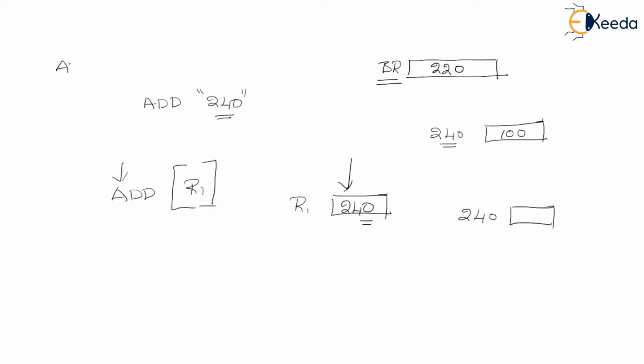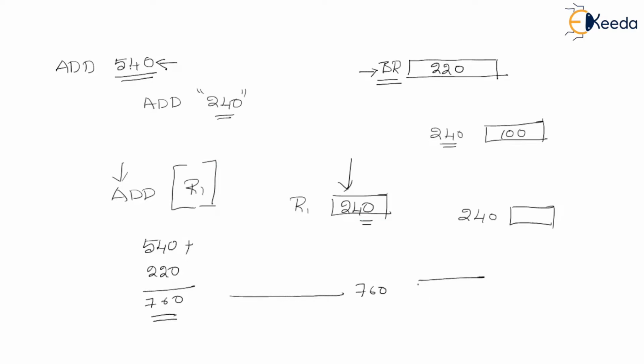There is an instruction, add 540. In the base register addressing mode, the value given within the instruction should be added to the contents of the base register in order to calculate the effective address. The effective address is 540 plus 220 in this case. 540 plus 220 equals 760, which is the actual effective address in which we have the operand. When we add both these values, we get an address, a memory address.